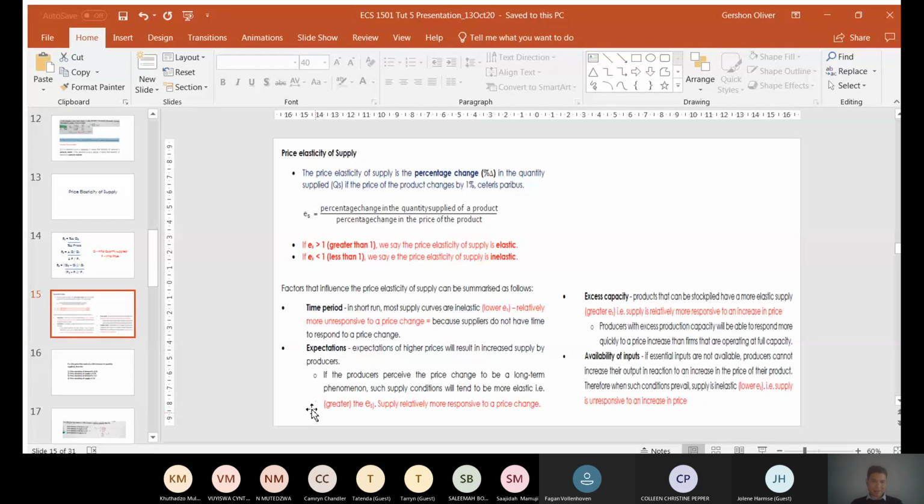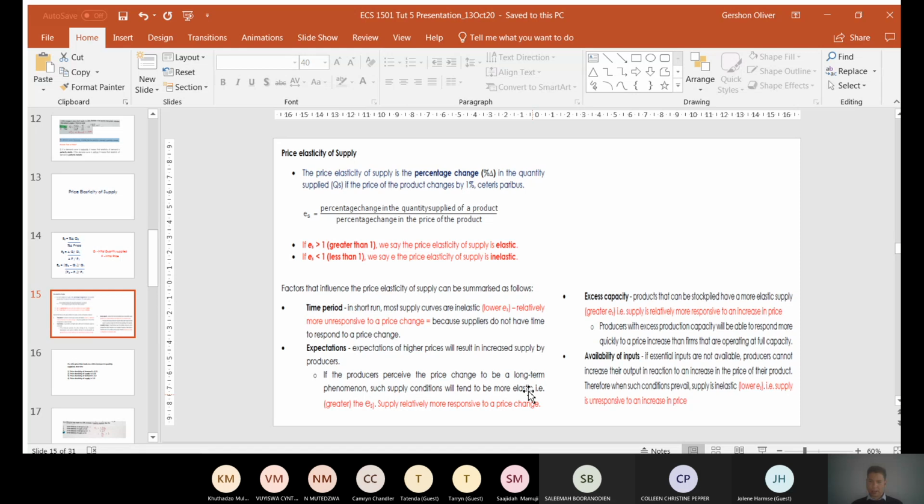In terms of expectations, higher prices will result in increased supply by producers. If the producer perceives the price change to be a long-term phenomenon, such supply conditions will tend to be more elastic, more responsive. In other words, the greater the price elasticity of supply, supply will be relatively more responsive to a price change. In the case of excess capacity, products that can be stockpiled, in other words you increase your inventories, have a more elastic supply, more responsive to a price change. Producers with excess production capacity will be able to respond more quickly to a price increase than firms that are operating at full capacity.